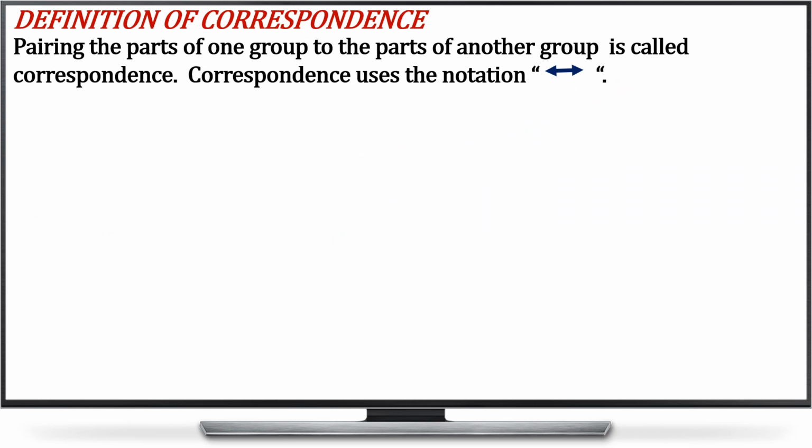How do we define correspondence? But before that, let's first consider this. Pairing the parts of one group to the parts of another group is called the correspondence. Correspondence uses the notation. This is called as correspond to.